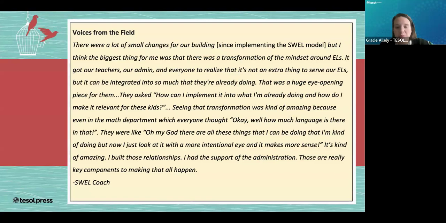They asked, how can I implement it into what I'm already doing, and how do I make it relevant for these kids? Seeing that transformation was kind of amazing, because even in the math department, everyone thought, okay, well, how much language is there in math? They were like, oh my gosh, there are all these things that I can be doing that I'm kind of doing now. But now I just look at it with more of an intentional eye, and it makes more sense. It's kind of amazing. I built those relationships. I had the support of the administration. Those are really key components to making that all happen.